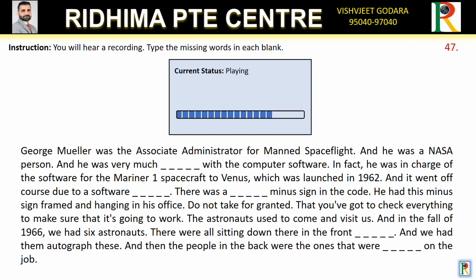The astronauts used to come and visit us, and in the fall of 1966 we had 6 astronauts. They're all sitting down there in the front row, and we had them autograph these. And then the people in the back were the ones that were working on the job.